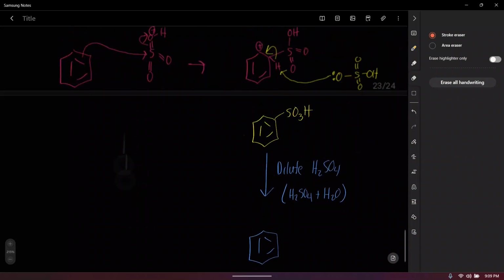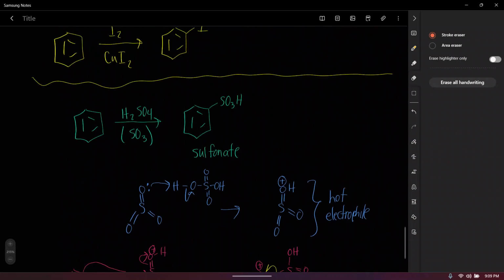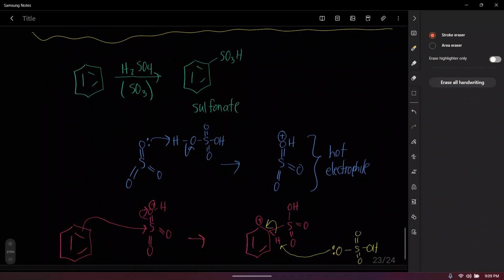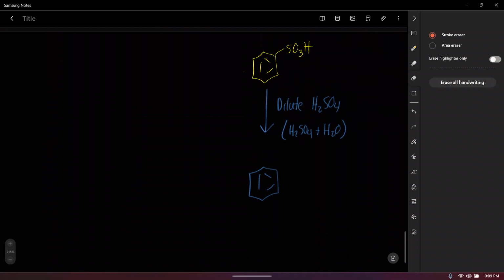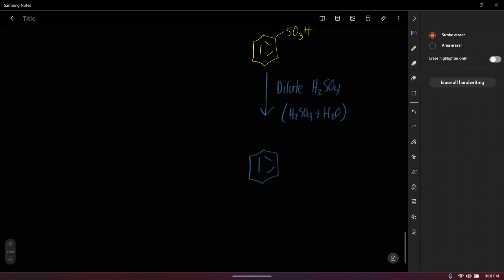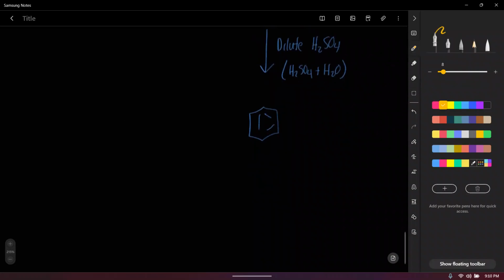But for now, just know that if you have H2SO4 with SO3, you can put on an SO3H group. And instead of H2SO4 with SO3, if you have H2SO4 with water, then you can remove that SO3H group that you just put on. And it turns out that doing so is actually pretty important. Okay? Alright.